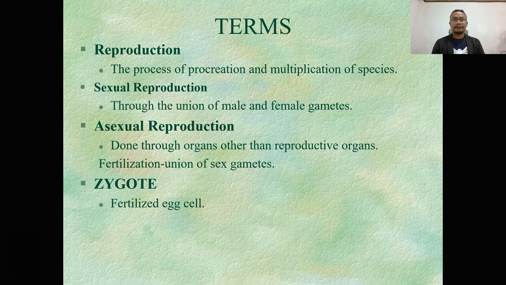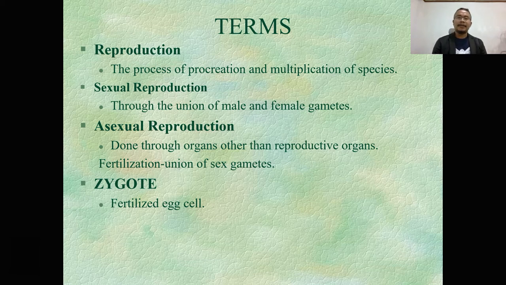Talking about reproduction, there are two types: sexual reproduction and asexual reproduction. Sexual reproduction is the true union of male and female gametes. There is a fertilization process involving male and female gametes, or sex cells. For the male, we have the sperm cell. For the female, we have the egg cell.